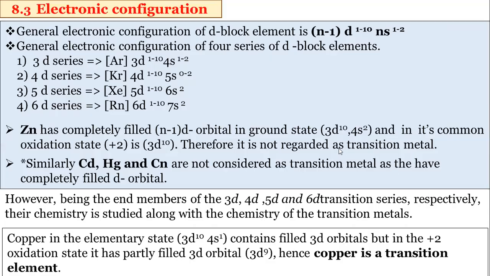Then I'm coming to the electronic configuration of the d block elements. The general electronic configuration is (n-1)d, where n indicates the principal quantum number, with 1 to 10 electrons. 1 to 10 means this d orbital is progressively filled.